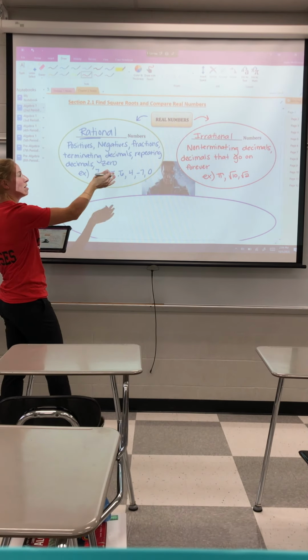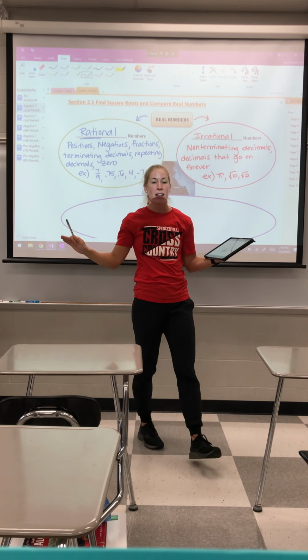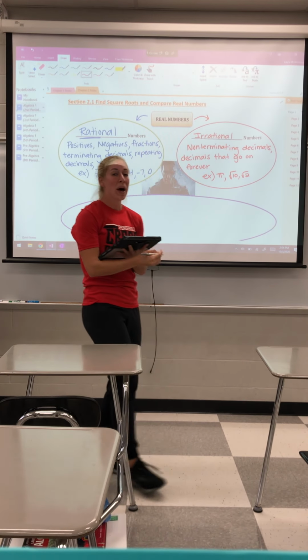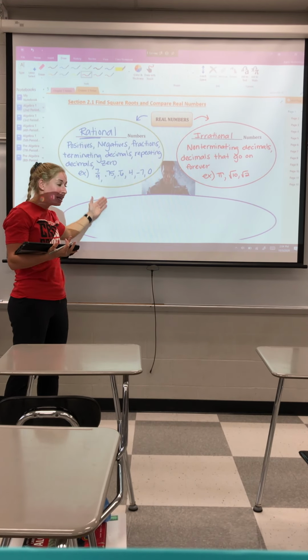All right, so it breaks down into these two categories. If your number is real and irrational, that's it. That's all the farther it gets broken down. But if your number is real and rational, it's kind of like a flow chart and it keeps going.